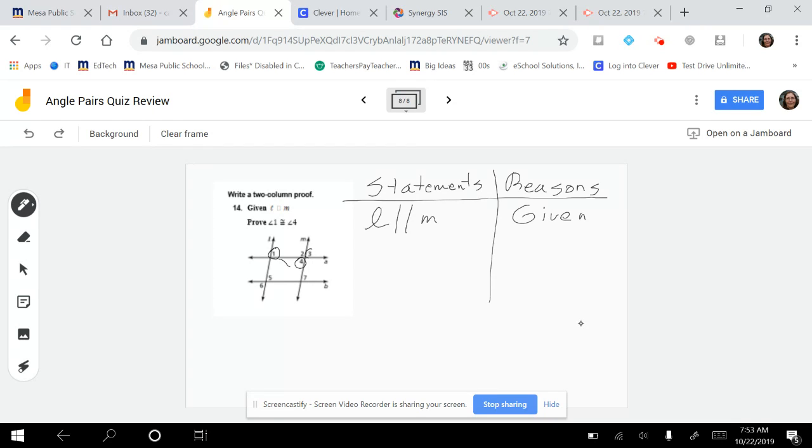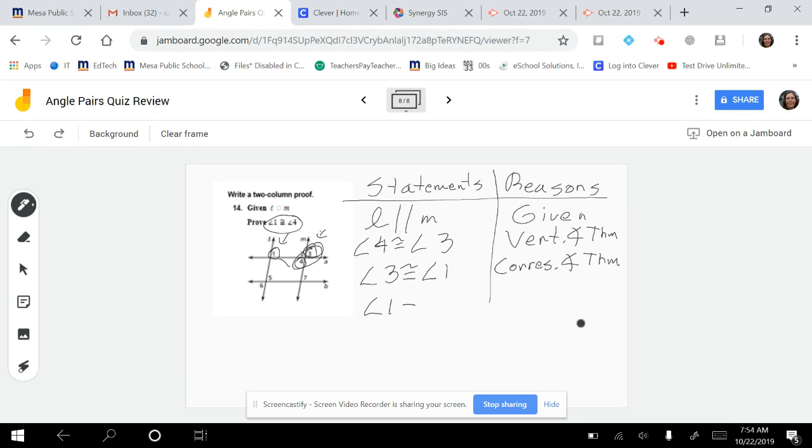So I'm going to use 1 and 3. I'm going to start with these angles. So angle 4 is congruent to angle 3 because they are vertical angles. They're vertical angle congruence there. And then we know that 3 and 1 are congruent. So angle 3 is congruent to angle 1 because they are corresponding angle congruence theorem.